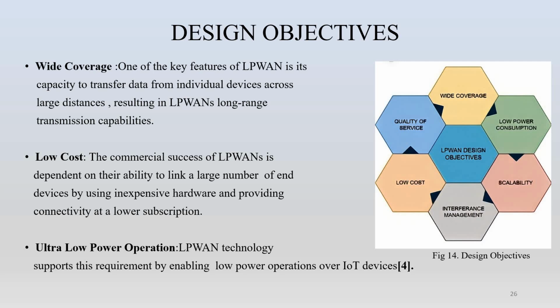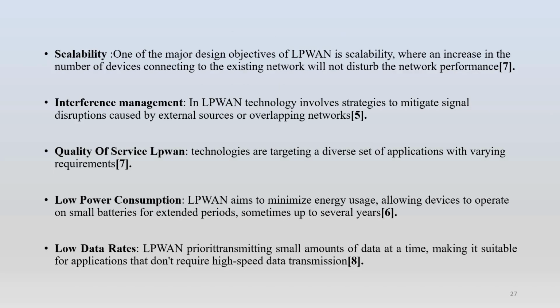at a lower subscription. The other one is ultra low power operation. LPWAN technology supports this requirement by enabling low power operation over IoT devices. The other one is scalability. One of the major design objectives of LPWANs is scalability, where an increase in the number of devices connecting to the existing network will not degrade the network performance. The other one is interference management. In LPWAN technology, it involves strategies to mitigate signal disruption caused by external sources or overlapping networks.